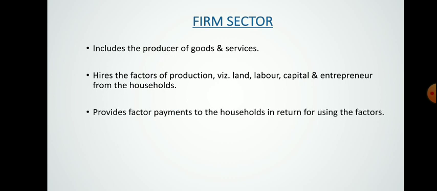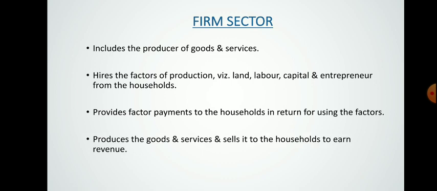Now, in return, what are they giving? They are giving some payment. They are paying some money to the households in return. This is known as factor payment. The firms are paying factor payments to the household sector. Why? Because households have already supplied some factors of production to the firm. That is why they are providing these factor payments to the household.